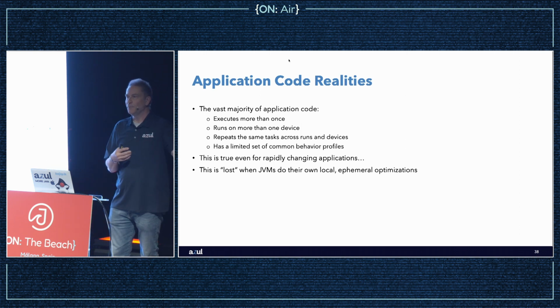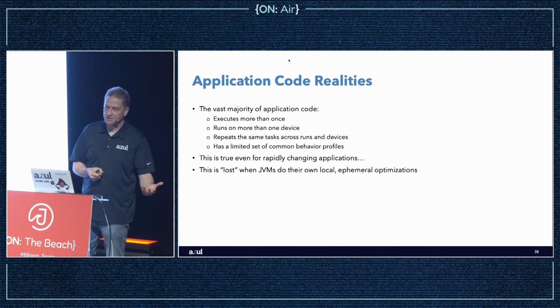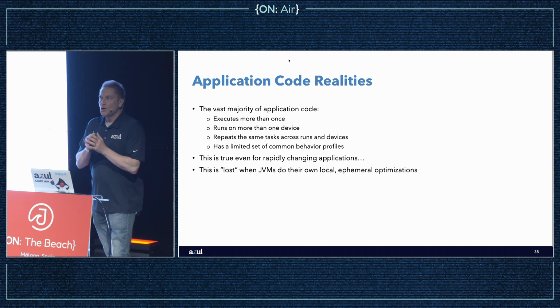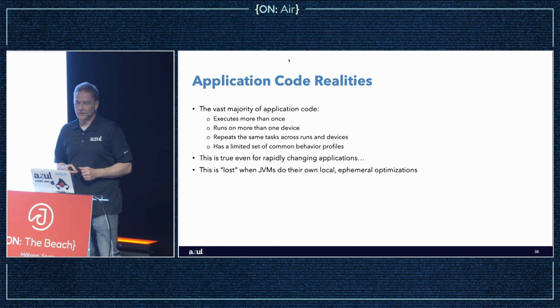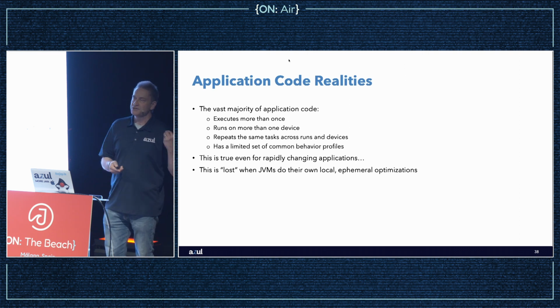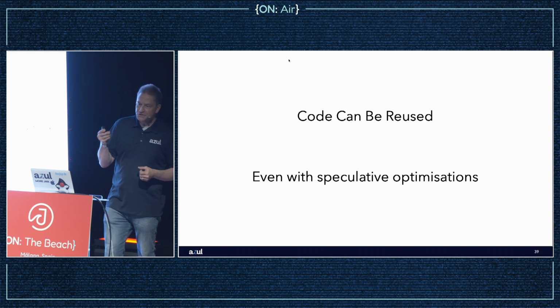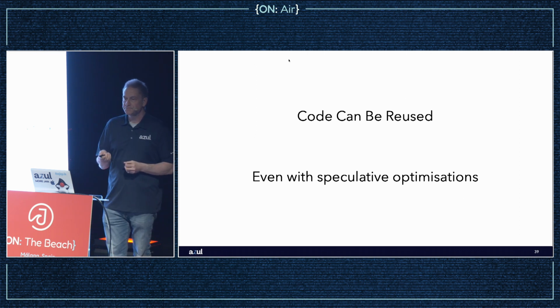So if we want to run it on multiple devices, we're using services, we want to restart those services, we want to run multiple instances of those services. When we do that, we're going to find that we have a common set of profiles for the behavior of those services. And even if we're dealing with rapidly changing applications, it's still going to be the same thing. So this is where we take advantage of that caching.